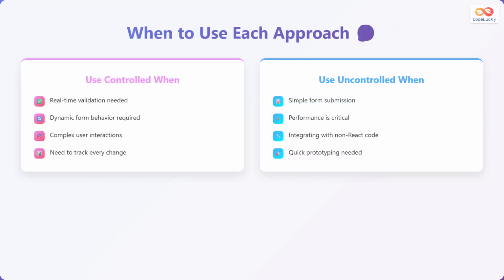Let's discuss when to use each approach. On the left, we have the use cases for controlled components. Use controlled components when real-time validation is needed, dynamic form behavior is required, complex user interactions are involved, and you need to track every change.